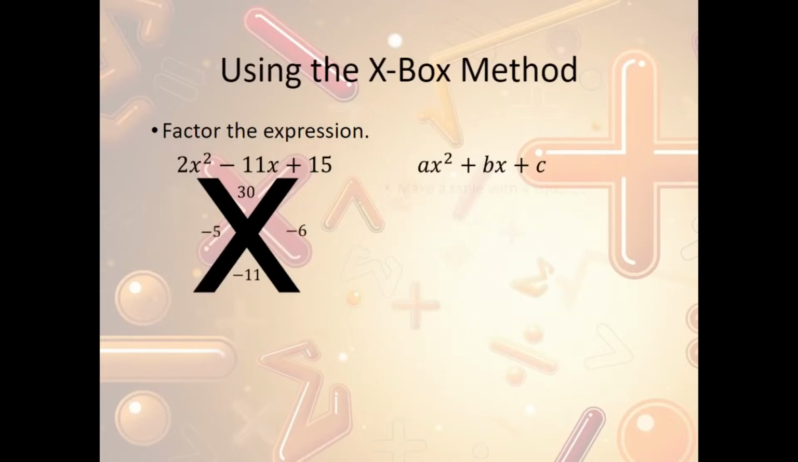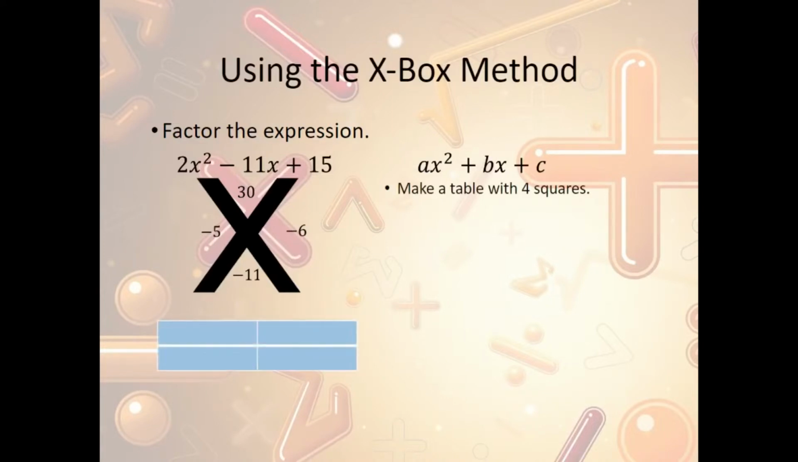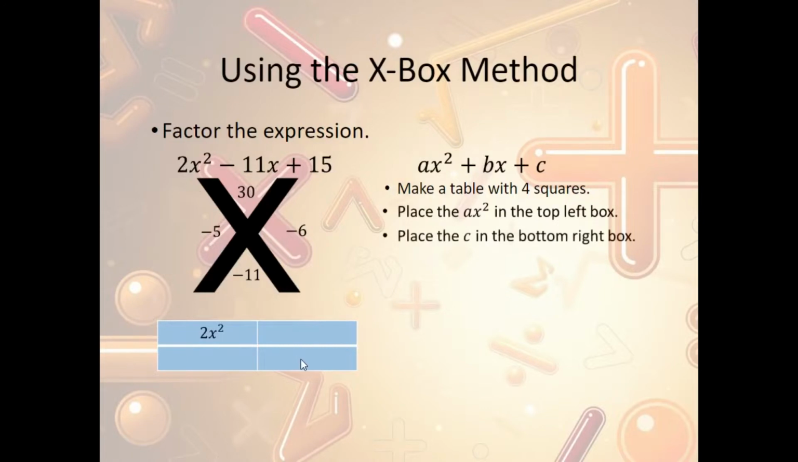Now we move to the box part. So there's our box, and we put in ax squared here in the top left, so this is 2x squared. And we place c in here in the bottom right, so that's 15, so that goes there. Then we place these parts here, so negative 5x and negative 6x go in each of these boxes. And again, it doesn't matter which one goes where. So there we go. Now we just need to figure out what the common factors are.